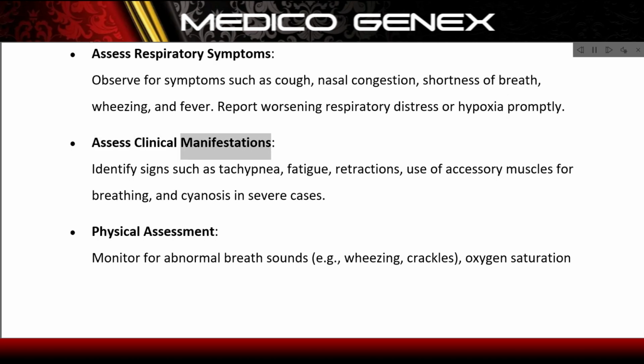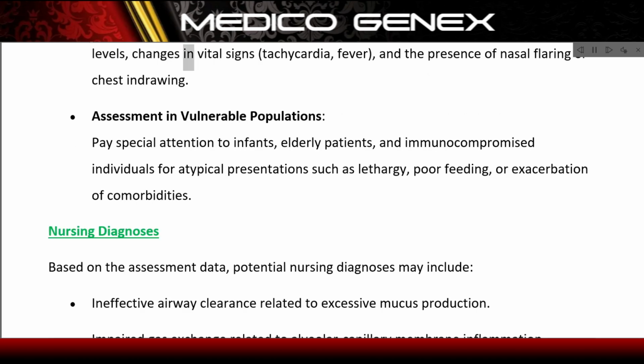Assess clinical manifestations. Identify signs such as tachypnea, fatigue, retractions, use of accessory muscles for breathing, and cyanosis in severe cases. Physical assessment. Monitor for abnormal breath sounds, for example wheezing, crackles, oxygen saturation levels, changes in vital signs, tachycardia, fever, and the presence of nasal flaring or chest indrawing. Assessment in vulnerable populations. Pay special attention to infants, elderly patients, and immunocompromised individuals for atypical presentations such as lethargy, poor feeding, or exacerbation of comorbidities.